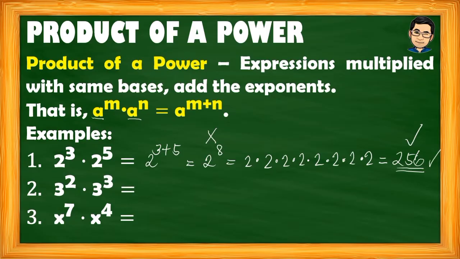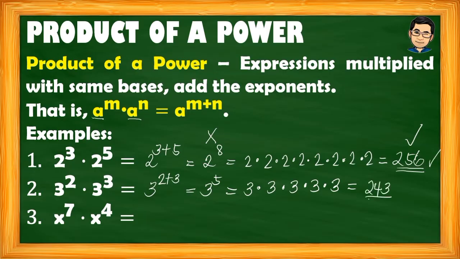Next. 3 squared times 3 cubed. So that is equal to 3 raised to the sum of 2 and 3. That is 3 raised to the 5th power. That is equal to 3 times 3 times 3 times 3 times 3. So, yung product ng 3 to the 5th power na yan is 3 times 3, 9, times 3, 27, times 3, 81, and another 3, 243. So again, if your answer is 3 to the 5th power, yung exponential form niya, that is incorrect. The correct answer is 243.